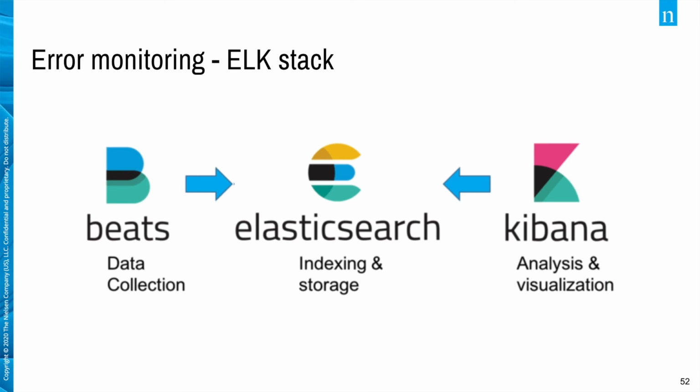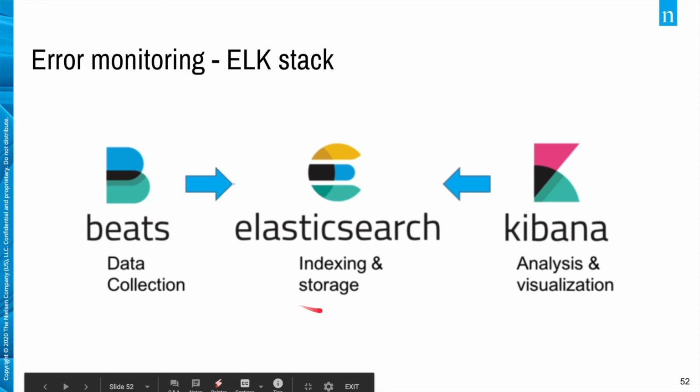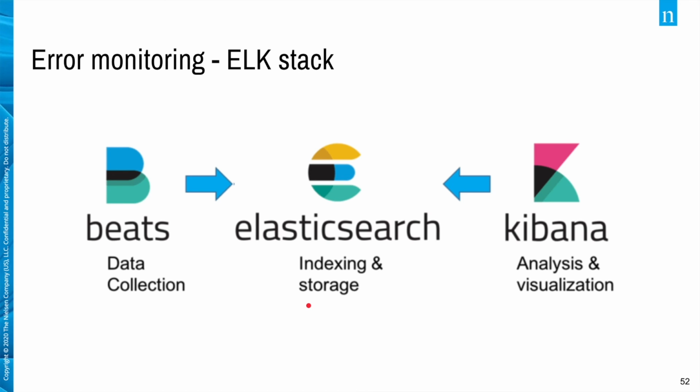Second visibility aspect is error monitoring. To do error monitoring, we use something called the ELK stack. There are basically three simple steps for that. First, we install a component called Filebeat that collects all the logs and sends them to Elasticsearch. Elasticsearch indexes this data and stores it. From then, Kibana, the visualization tool, extracts this data and allows us to query it and aggregate it.